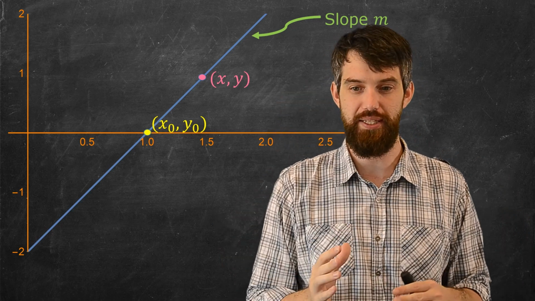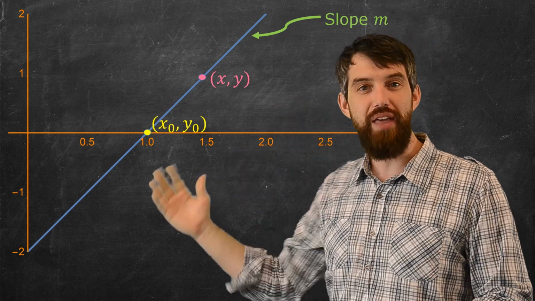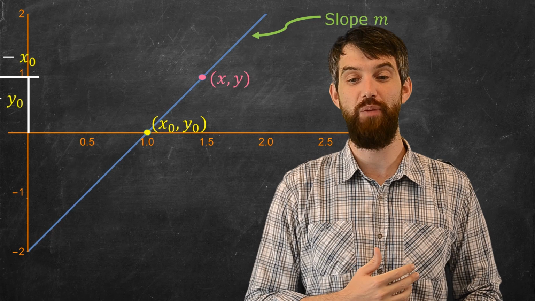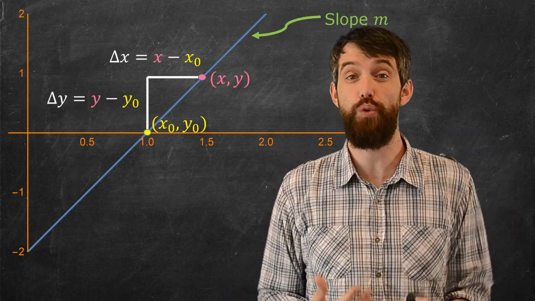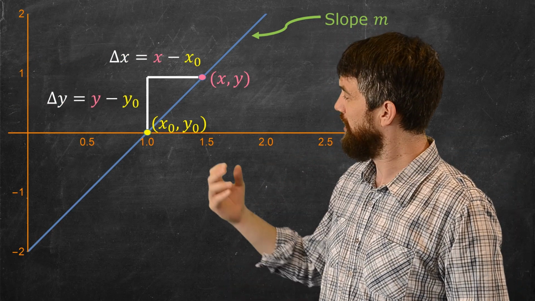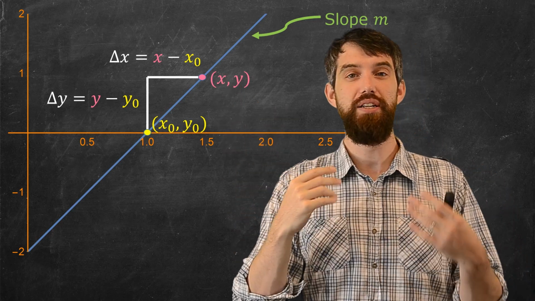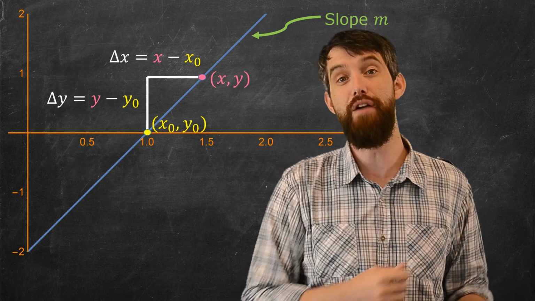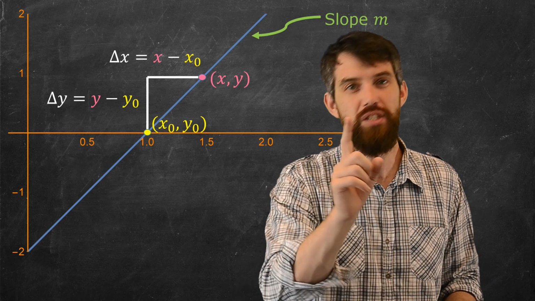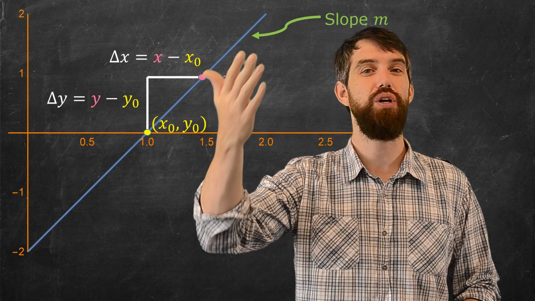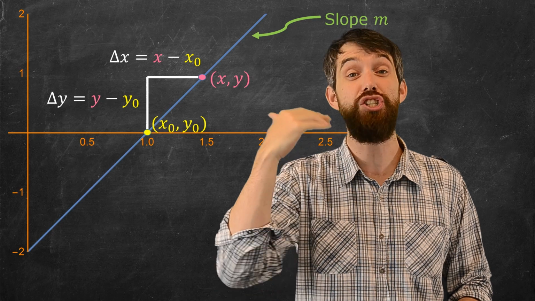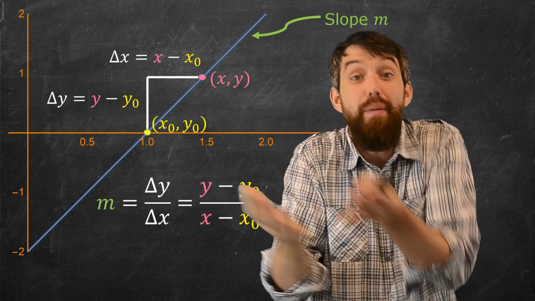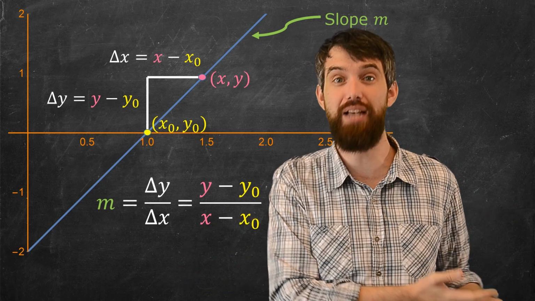Now the idea of slope is this. Between the x, y and the x naught, y naught, there is a little bit of rise and a little bit of run. There's a little bit of change in x, a little bit of change in y. We often use the symbols delta x and delta y to denote this change, but it's just the difference in the x values or the difference in the y values. Then the slope is the rise over the run, or in other words, the change in y divided by the change in x. In other words, it's y minus y naught over x minus x naught.